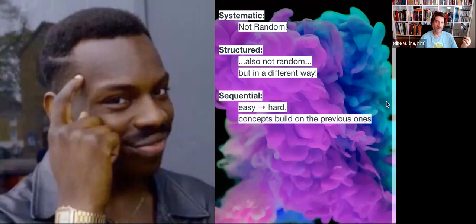Okay. Concepts we teach are built on the previous concept, and then the next concept is built on both of those. So that makes sense to me. I understand what we mean by sequential.